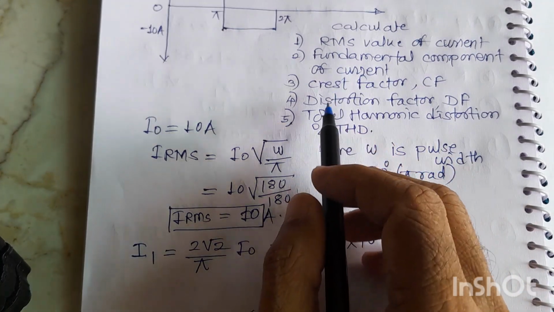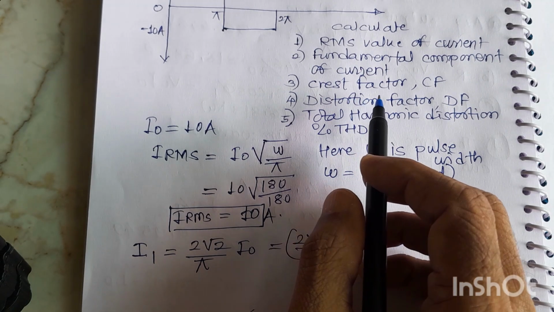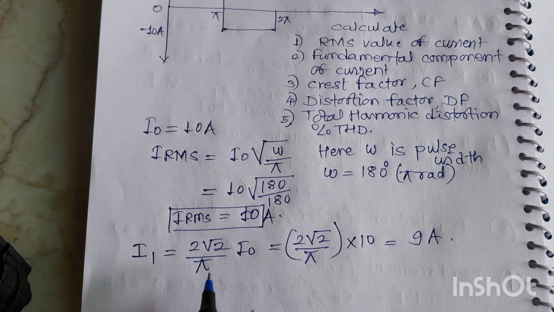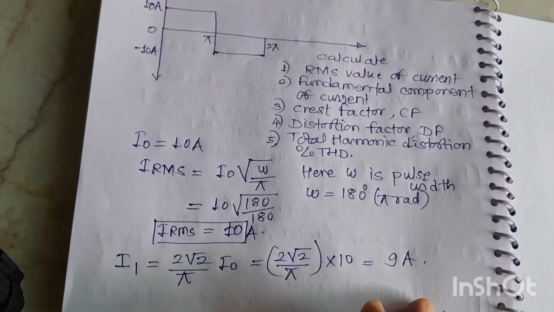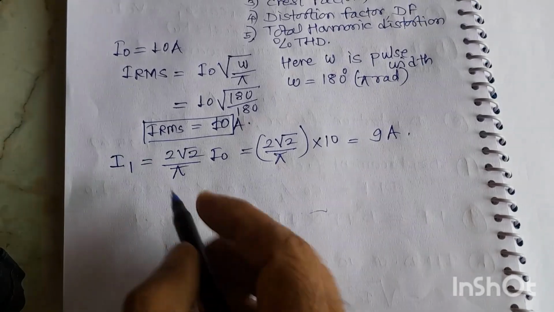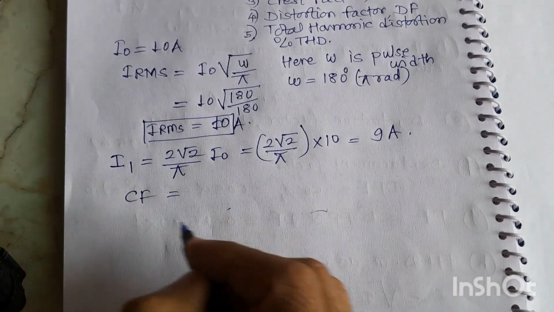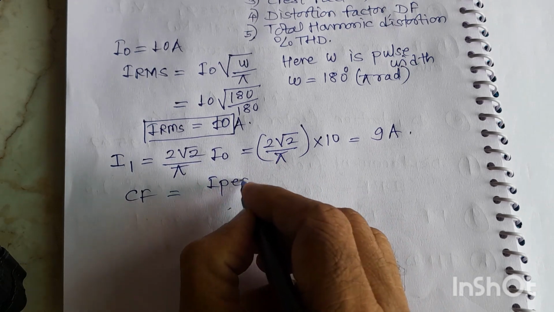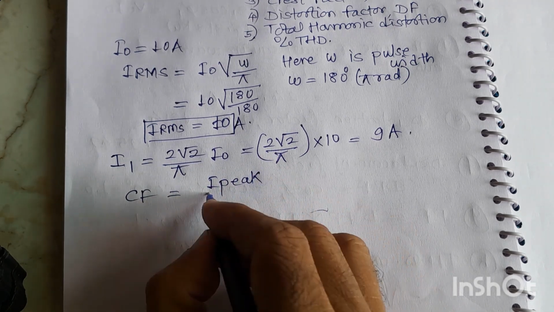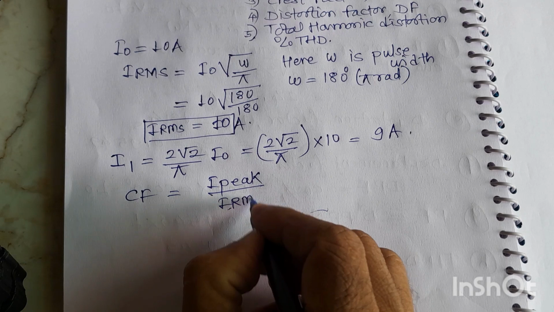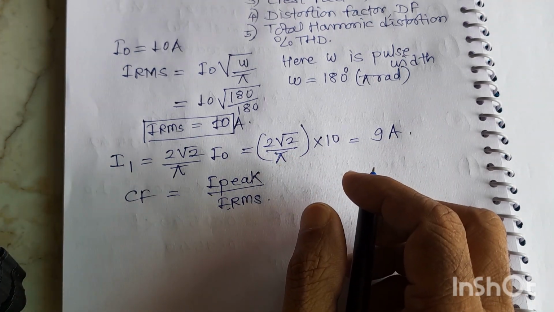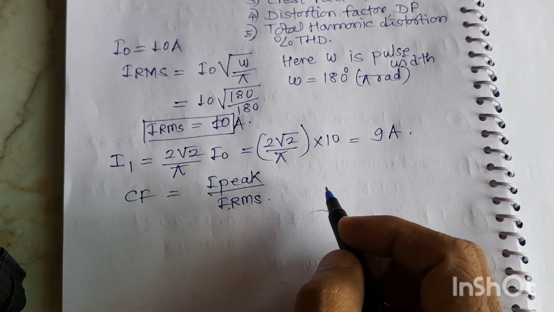We have got the second. Now the Crest factor, CF. How to calculate the Crest factor? This is the formula for the Crest factor: Crest factor is equal to I peak divided by IRMS. So I peak, we know, is the peak value of the current, and IRMS is the RMS value of the current.